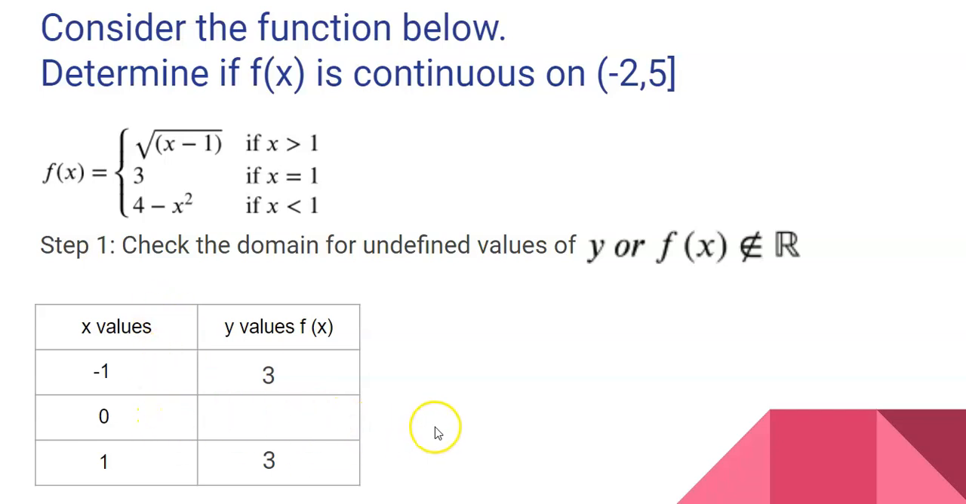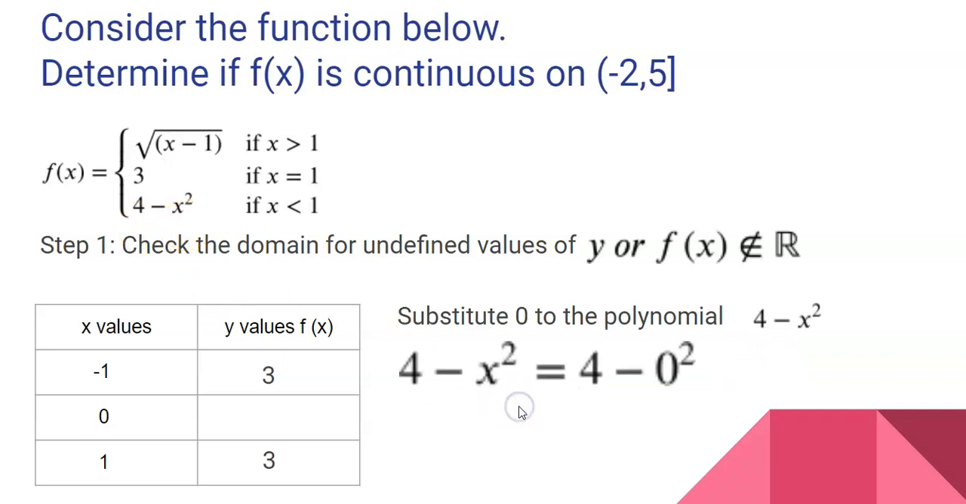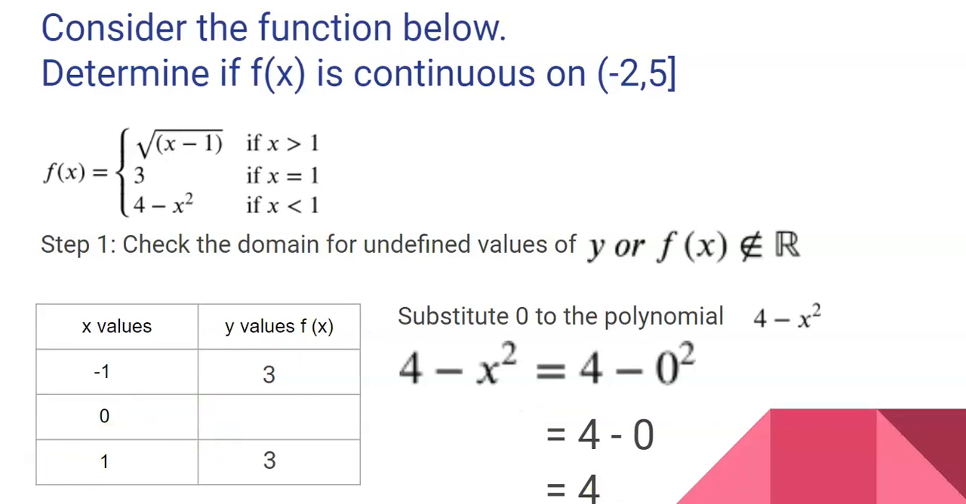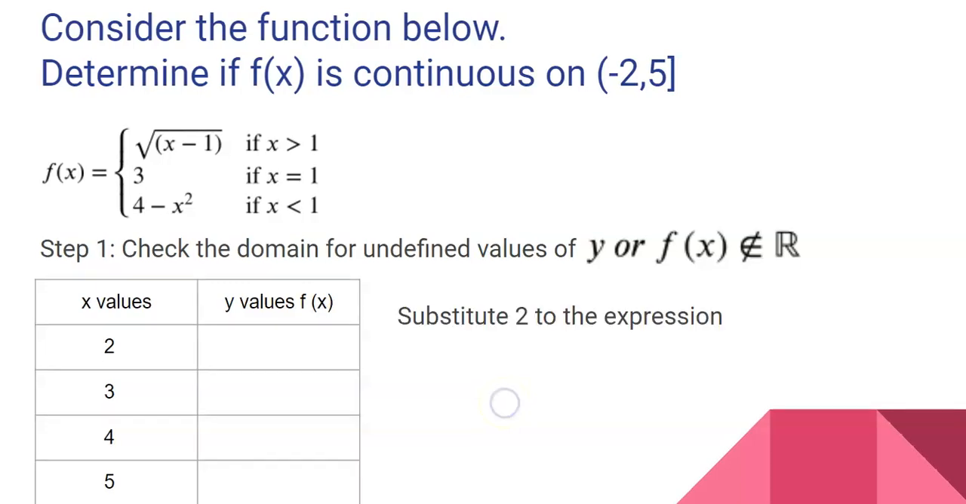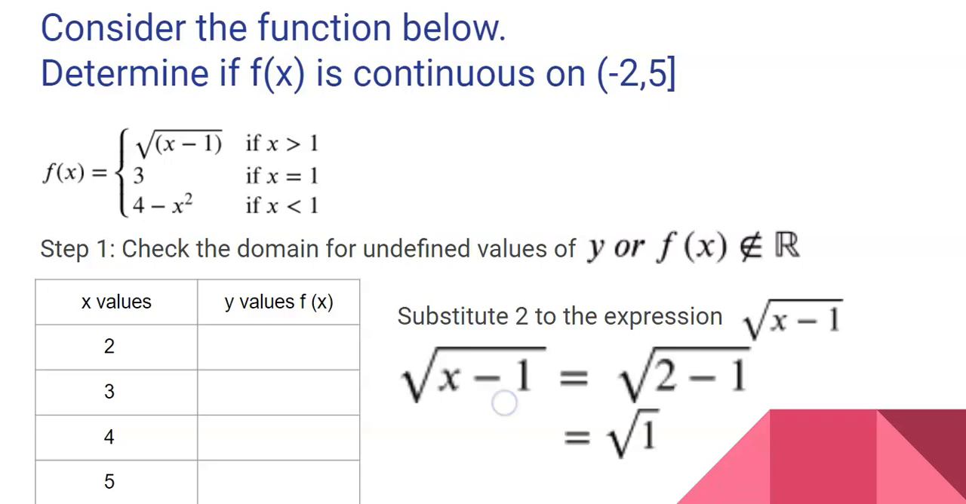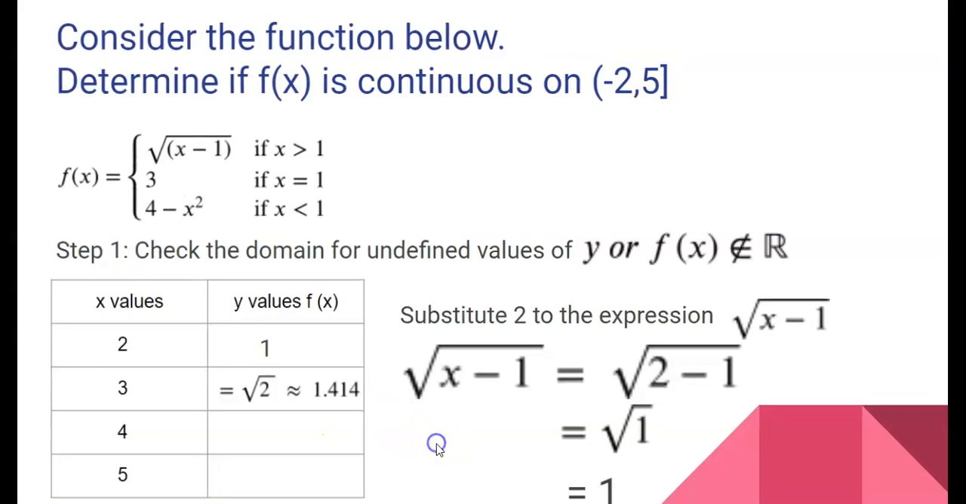And if the x value is 0, we substitute 0 to the polynomial for negative x squared. The y value is 4. Please continue to observe the substitution process and the completion of the table of x and y values. So if x is 2, y is 1. If x is 3, then y is approximately equal to 1.14. If x is 4, the y value is 1.732. And if the x is 5, the y value is 2.